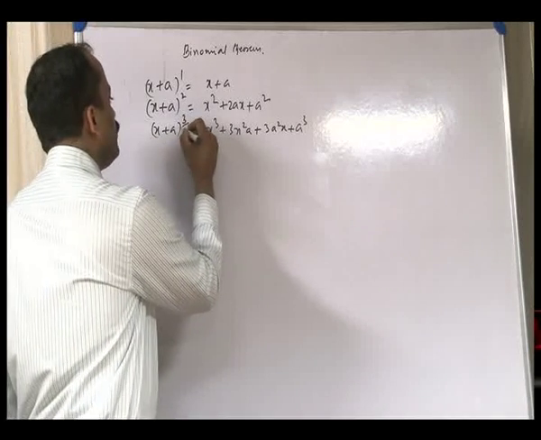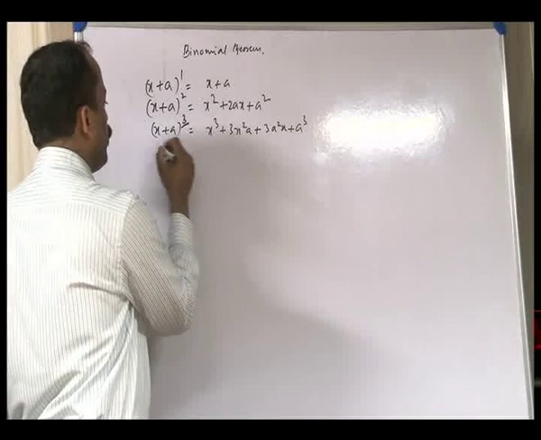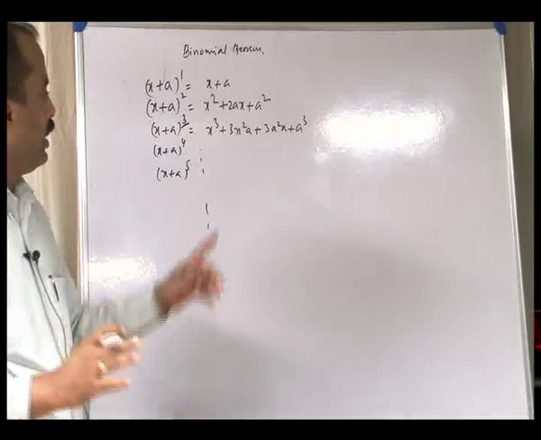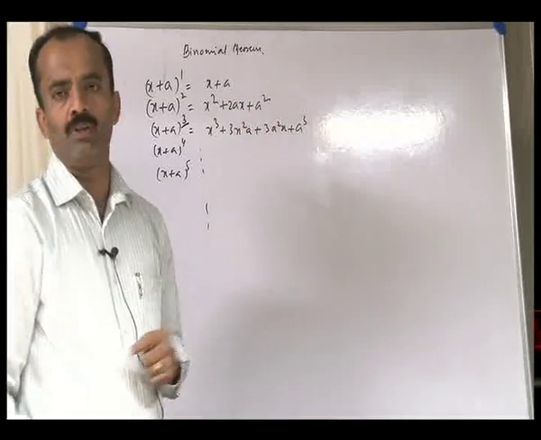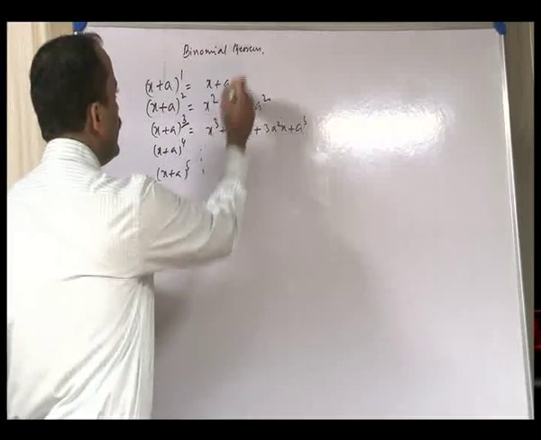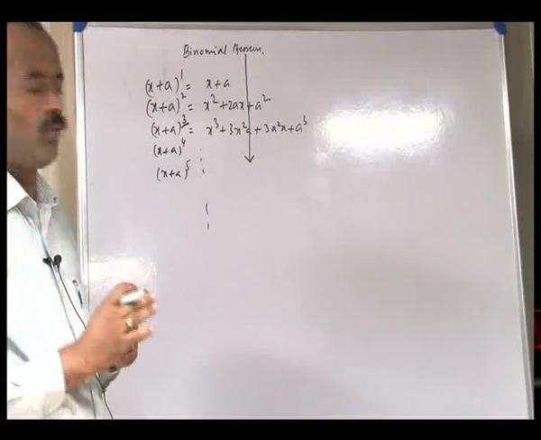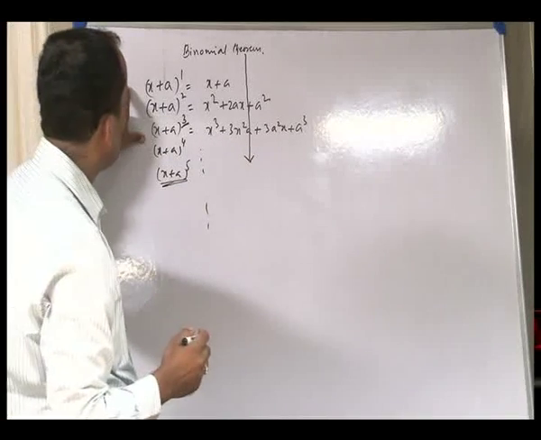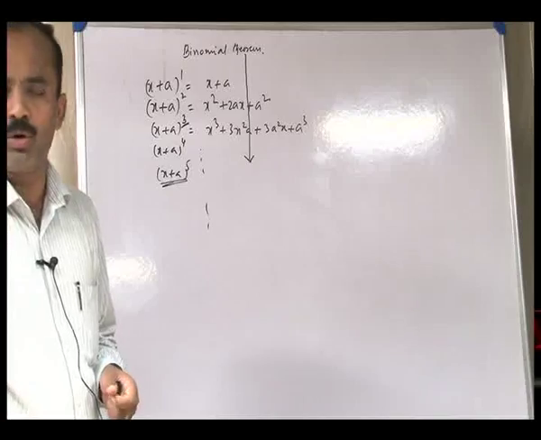Similarly, if the power of (x plus a) goes on increasing, like (x plus a) whole to the power of 4 or (x plus a) whole to the power of 5, these algebraic formulas are not easy to use to expand such expressions. In such a case, the binomial theorem plays a very important role in expanding this type of expression. Up to (x plus a) whole cube we can easily expand by using algebraic formulas like (a plus b) whole squared or (a plus b) whole cube.